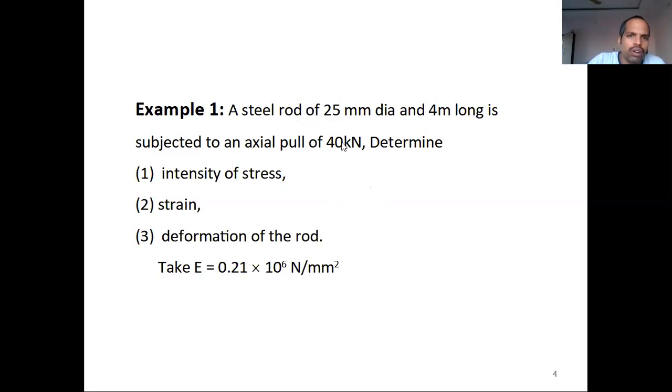And what is the axial load given? Axial load is given as 40 kilonewtons. So what do we have to calculate? Intensity of stress. So what is the mathematical expression? We have discussed the mathematical expression for how to calculate the stress. Stress is calculated using the formula load by area, load per unit cross section. So load is 40 kilonewtons, and for the area, the diameter is given, so calculate the area. It is a circular rod, so area is pi by 4 d square, right? So that you can calculate the stress. That's all, you get the stress.